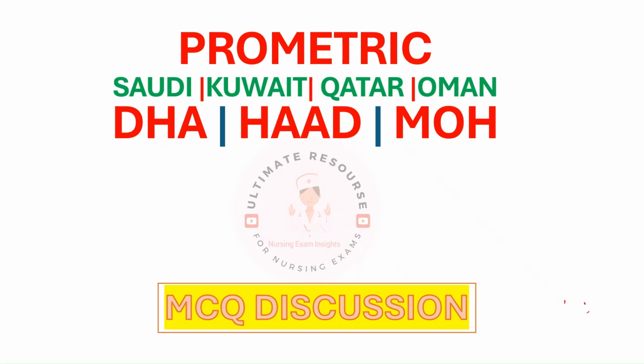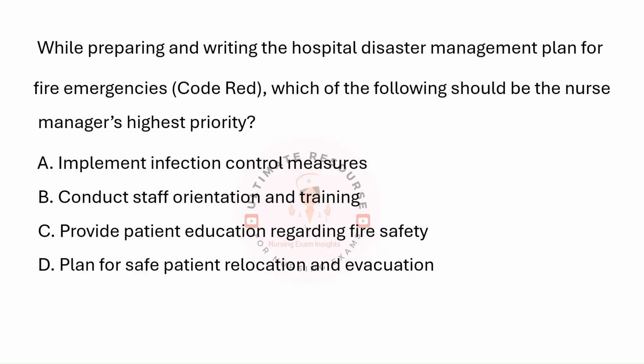Today we'll see a question regarding disaster management. The question is, while preparing and writing the hospital disaster management plan for fire emergencies, that is code red, which of the following should be the nurse manager's highest priority? Options are A, implement infection control measures, B, conduct staff orientation and training, C, provide patient education regarding fire safety, D, plan for safe patient relocation and evacuation.